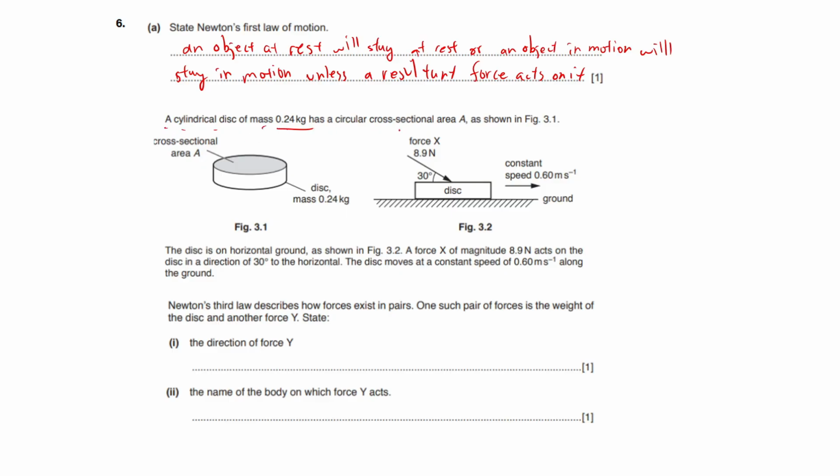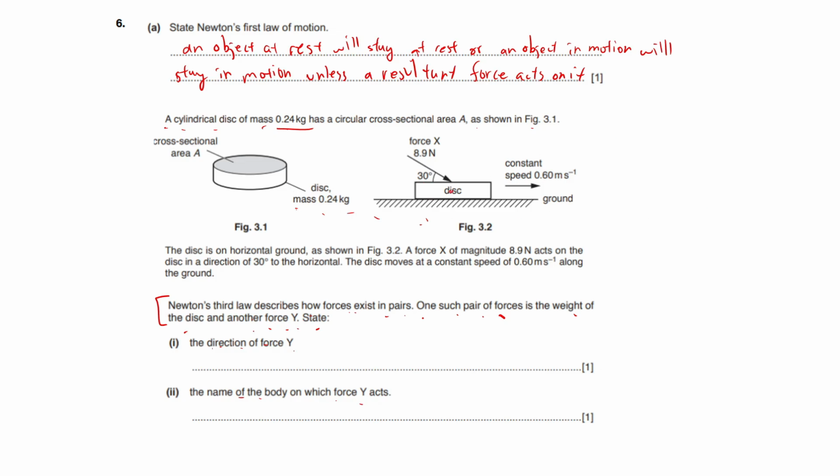But in this case, we're going to look at this question and its description. But it turns out, for the majority of this question, except for the diagrams, it's kind of just blabbing, because the question that we're supposed to answer is actually focusing on Newton's third law, right? So it describes how forces exist in pairs, and one such pair of forces is the weight of the disk and another force y. So you want to state the direction of force y, as well as the name of the body on which force y acts.